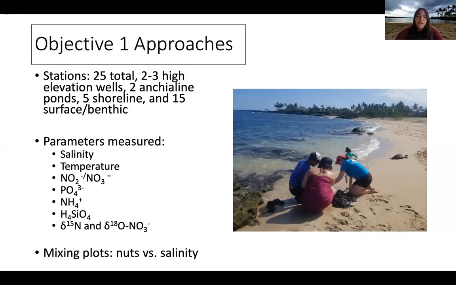What we measured with these water samples were salinity, temperature, nitrate, nitrite, phosphate, ammonium, silica, and also stable isotope nitrogen-15 and oxygen-18 in nitrate. That was used for the stable isotope mixing models, which I'll mention in a second. We also used the nutrient data to characterize nutrient behavior by using mixing plots, looking at nutrients versus salinity from that gradient of freshwater to saltwater.